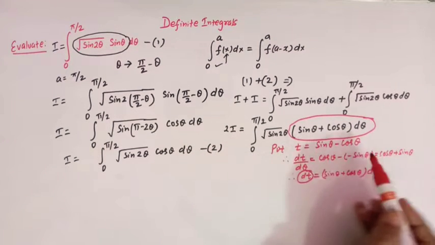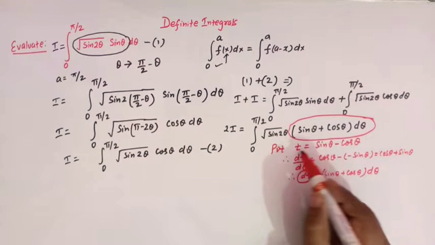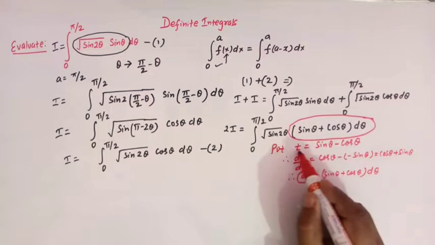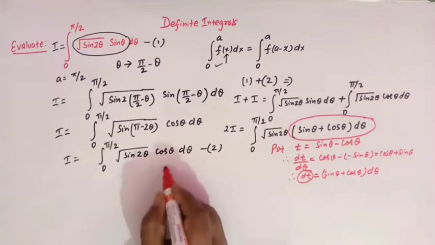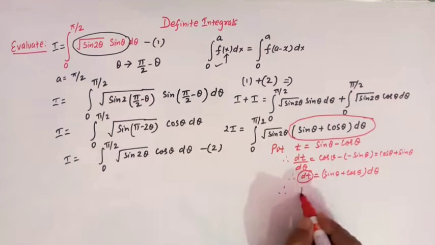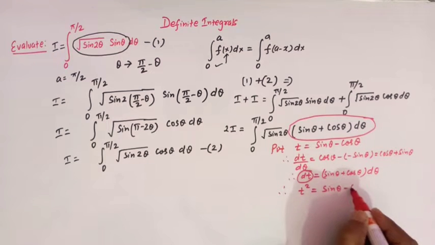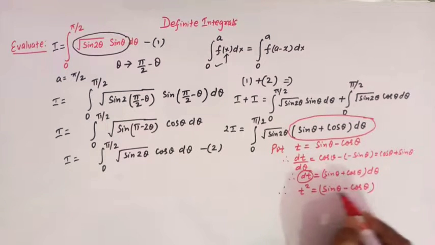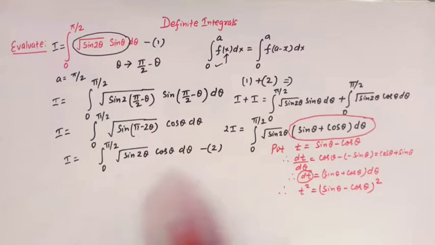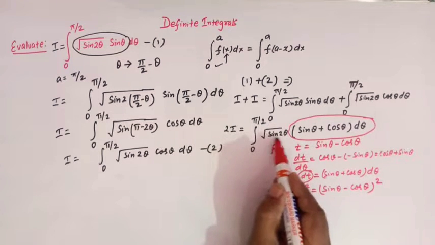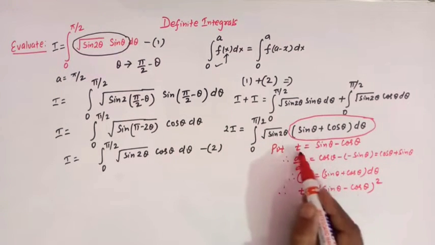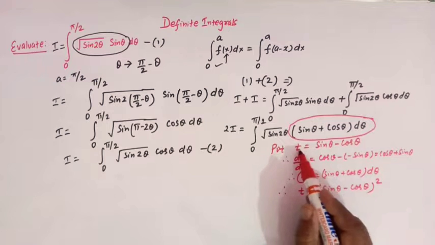And further, we will square both sides. Here, squaring both sides, we get t square is equal to sine theta minus cos theta whole square, because we have to replace this sine 2 theta by this variable t, and for this we will square both sides.